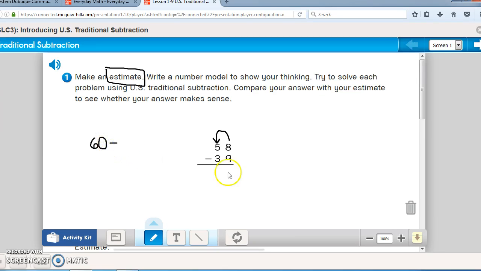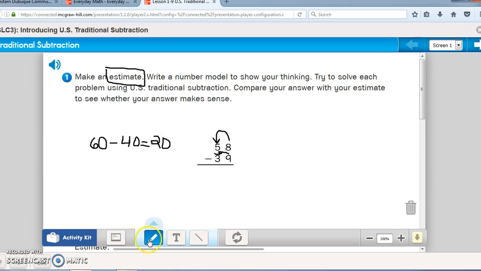I'm subtracting. What's the 9 telling me to do to the 3? Well, the 9 also is 5 or above, so the 9's telling me, hey, round that 3 up to 4. So my new rounded number is 40. So my number model is 60 minus 40 is 20.